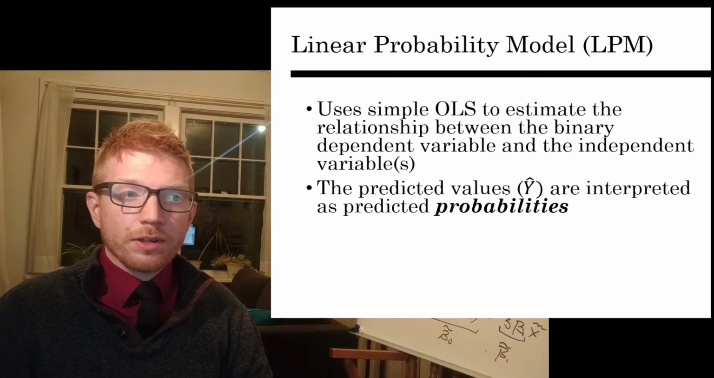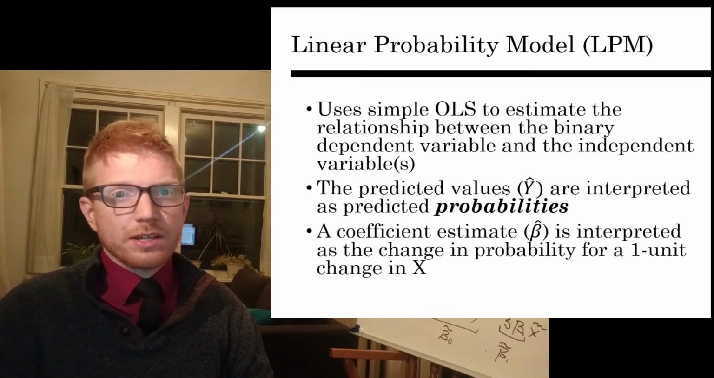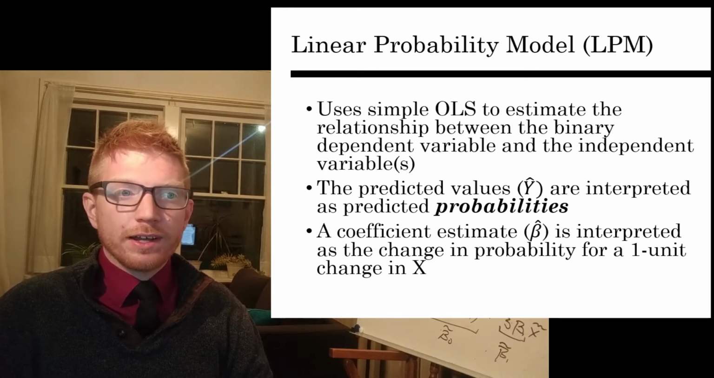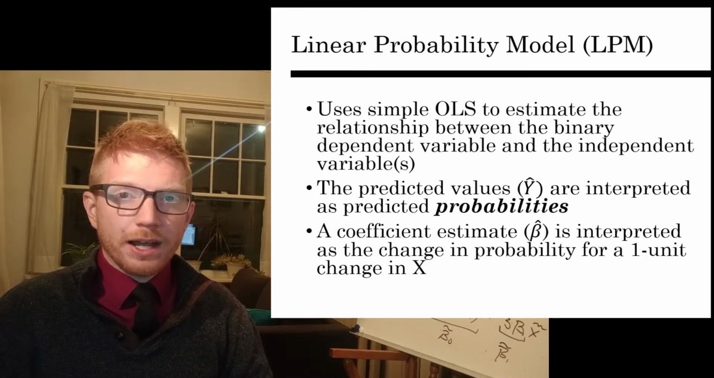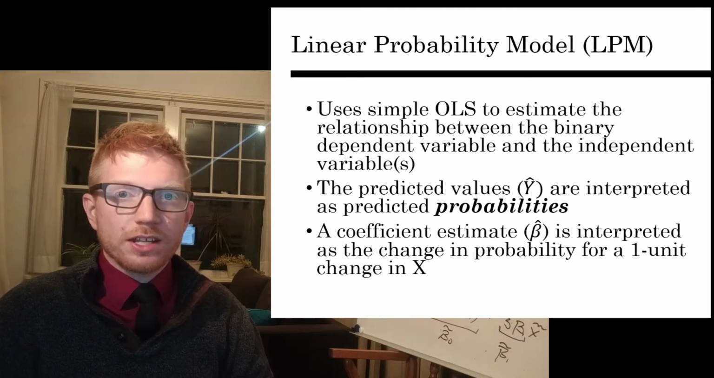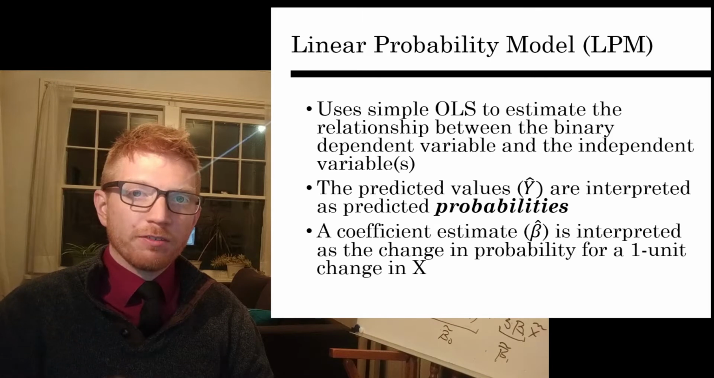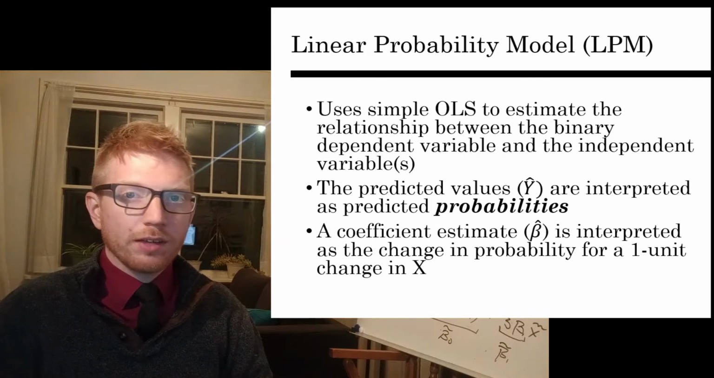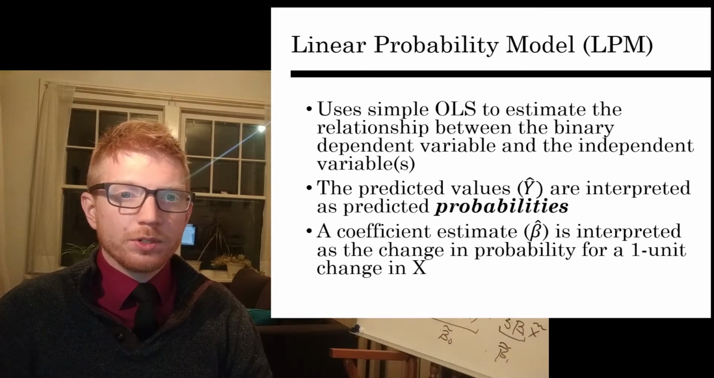In turn, the coefficient estimates that we look at, we think of as being predictions about how probability changes with a 1-unit change in x. So how the probability of passing a class or the probability of any dichotomous outcome would change with a 1-unit change in the corresponding x variable.